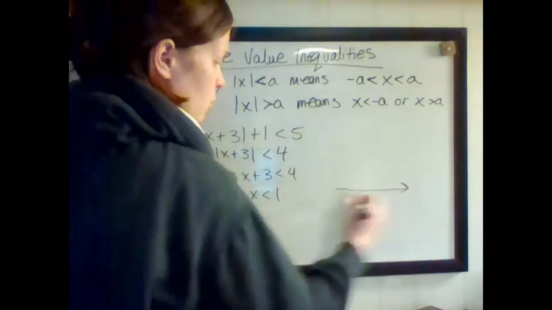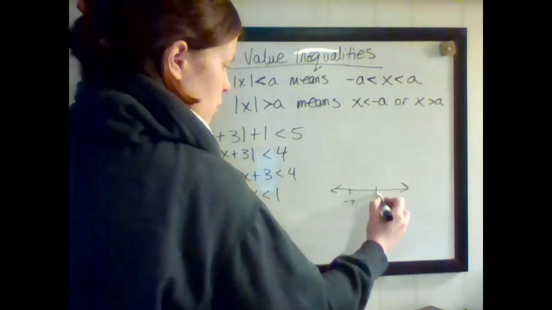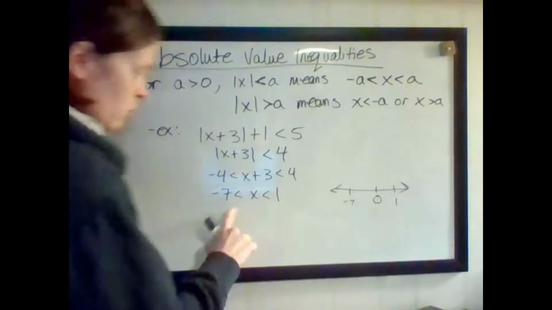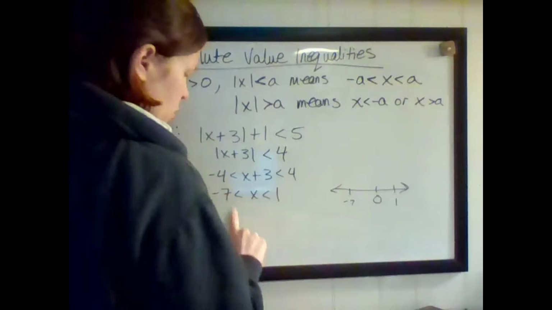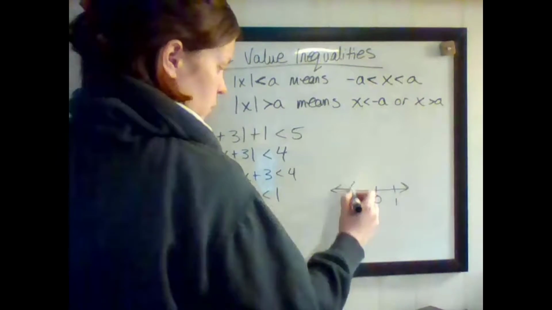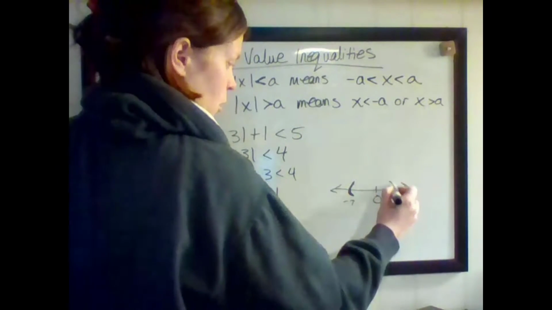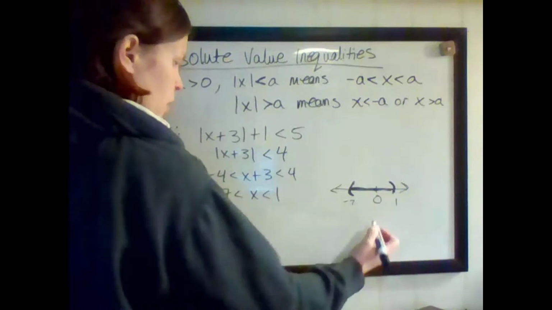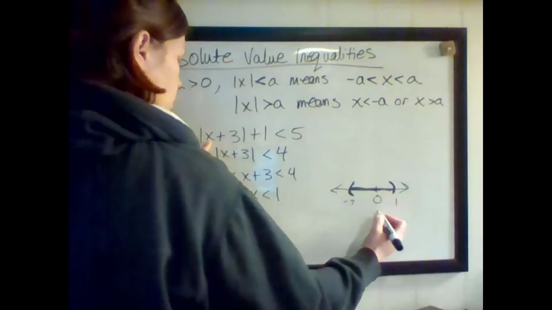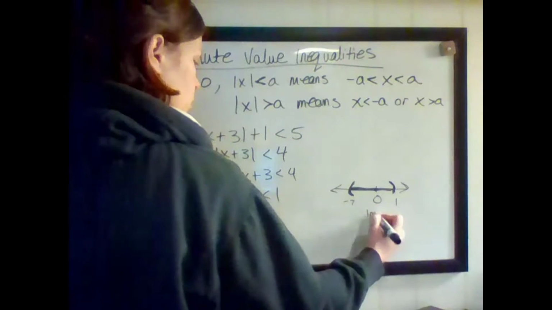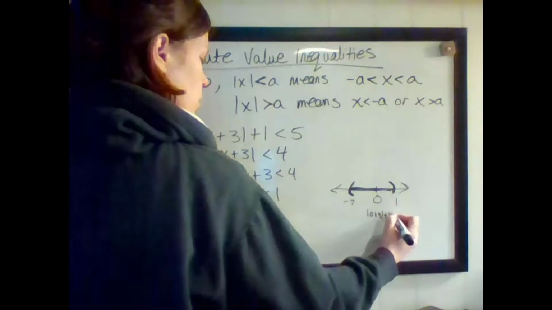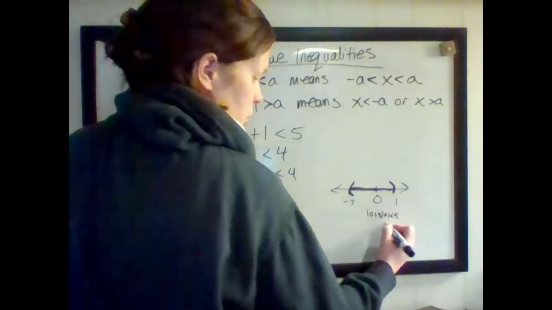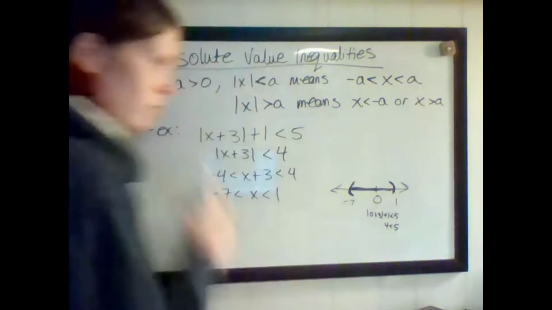I always like to do these on a number line to see if my answer makes sense. Because what I'm saying is x is between these numbers, and I'll use parentheses between them. Shade in between, but let's do a little check. How about 0? Let's check 0 in between. This should work. Absolute value of 0 plus 3, plus 1, is that less than 5? 3 plus 1 is 4, yes, that is less than 5.